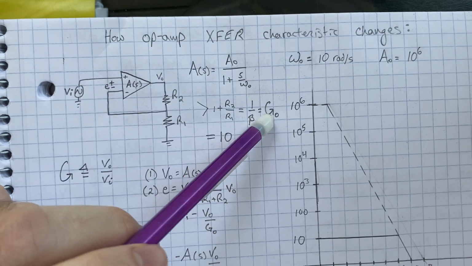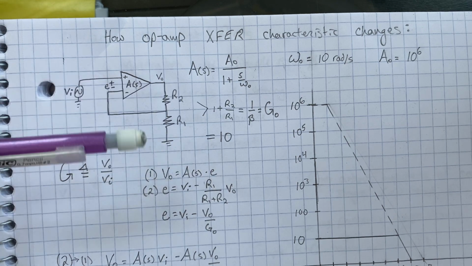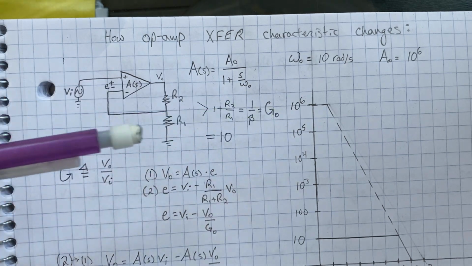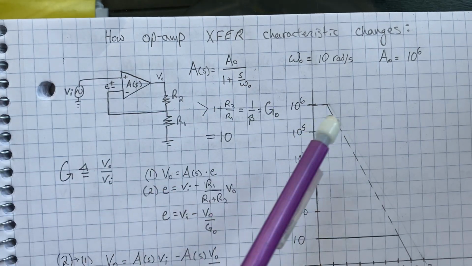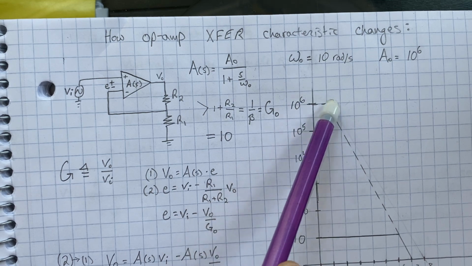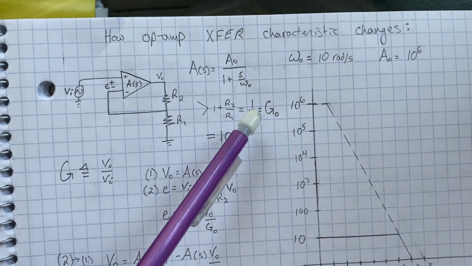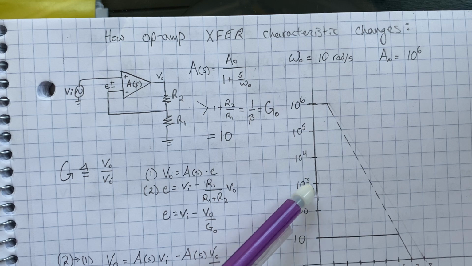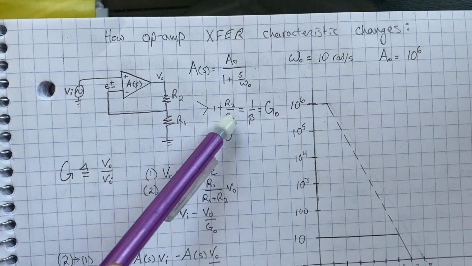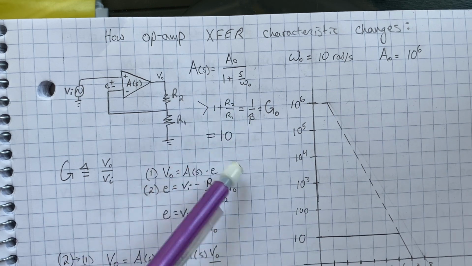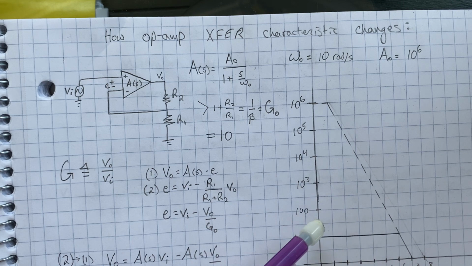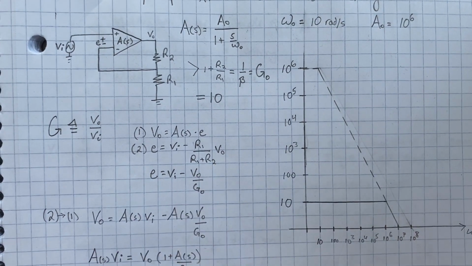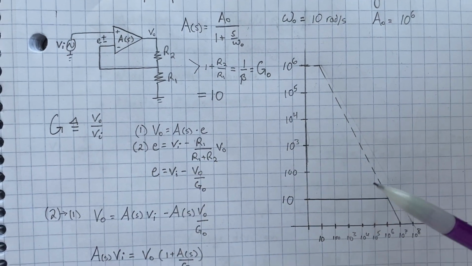And we'll call that G naught, because that's what we want to have our constant gain at for most of our frequencies. So here A naught is our constant gain region. We want G naught to be lower, around 10. We're going to call this 1 plus R2 over R1, 10. And we're going to see how the trade-off between gain and bandwidth mathematically happens.